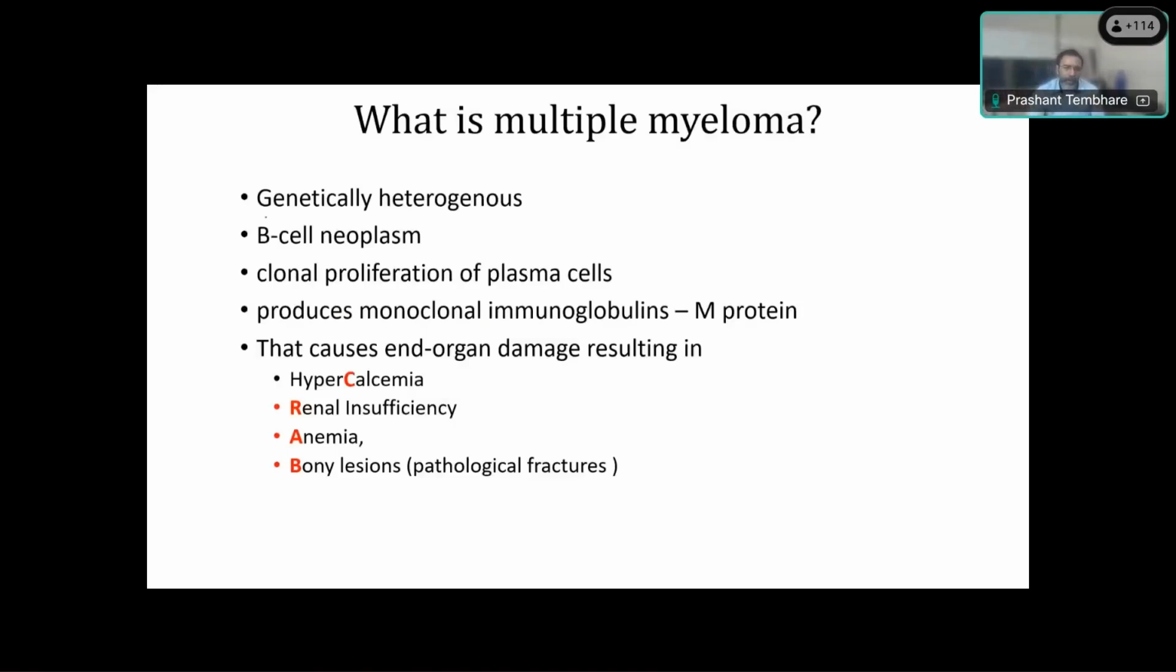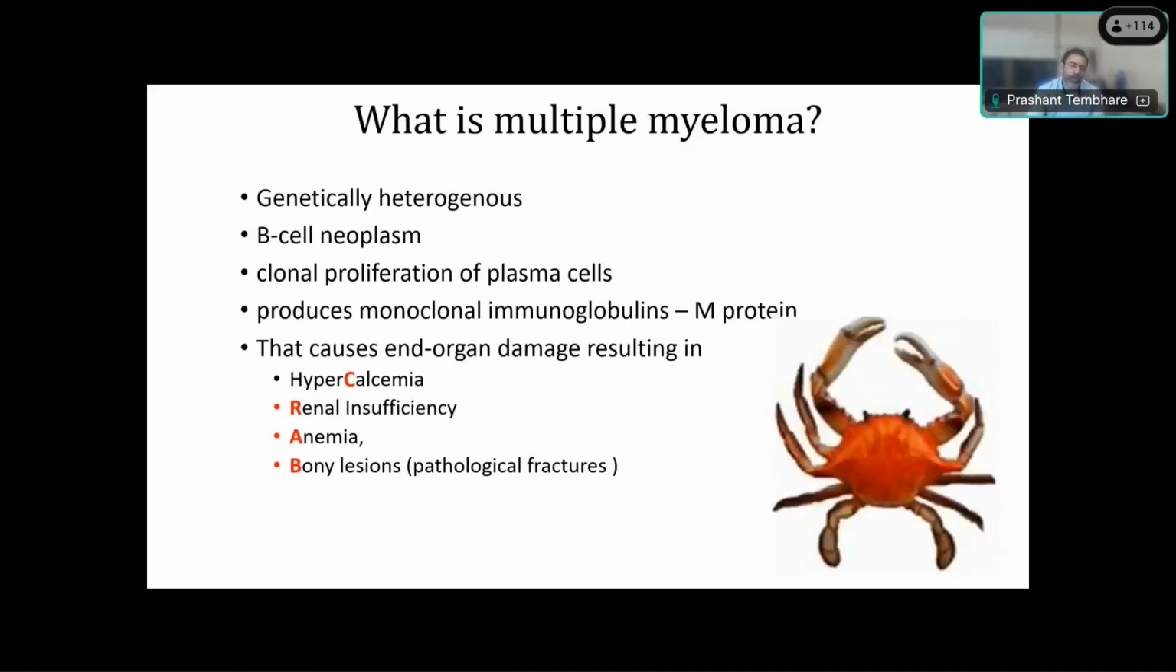Now, because there is a secretion of abnormal protein, this M protein gets deposited in multiple organs, leading to end organ damage, which results in the clinical manifestations of multiple myeloma, which include, of course, hypercalcemia. So C comes from hypercalcemia. Then renal insufficiency R, anemia A, and bony lesions. We have seen that there are pathological lesions, fractures, and which constitute the acronym CRAB, which we all are aware of.